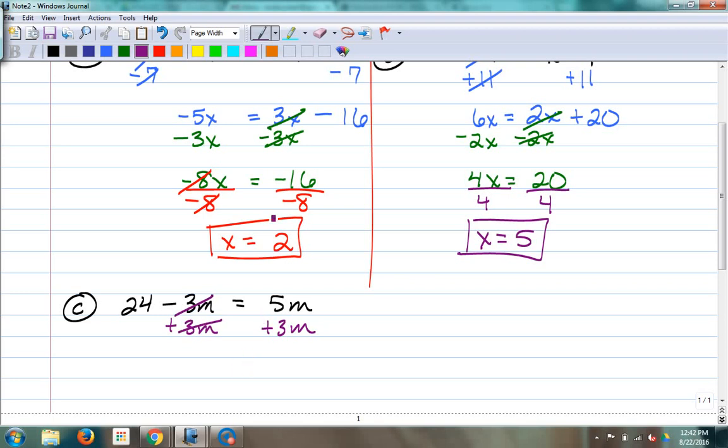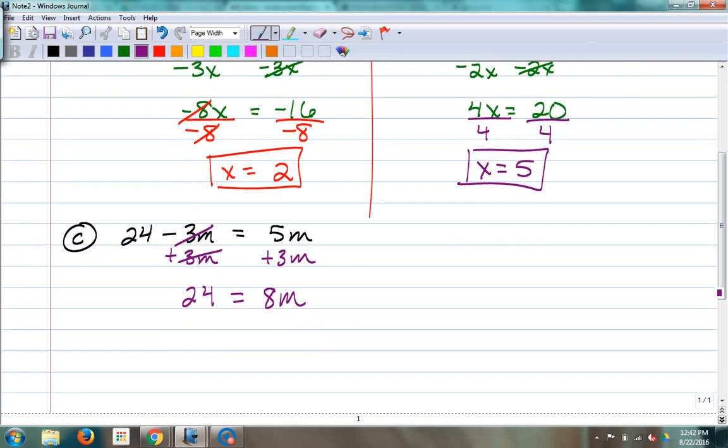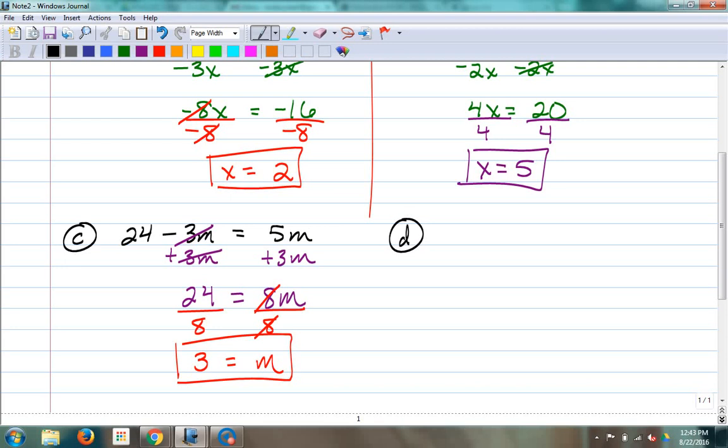So 5m plus 3m would be positive 8m. And what's left on the left-hand side of this problem? 24, still there. Last step: divide by 8. M is equal to positive or negative? Positive 3. Good job. And you could plug that back in and check. 24 minus 9 is 15, and 5 times 3 is 15 on the other side. It does check. It's the right answer.